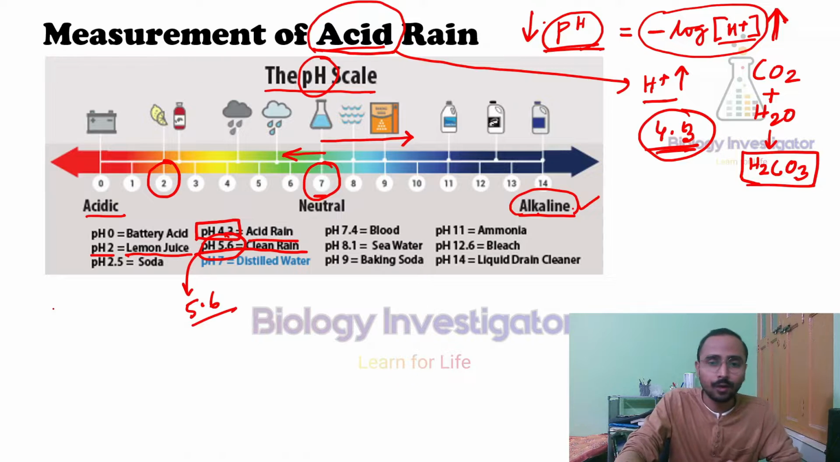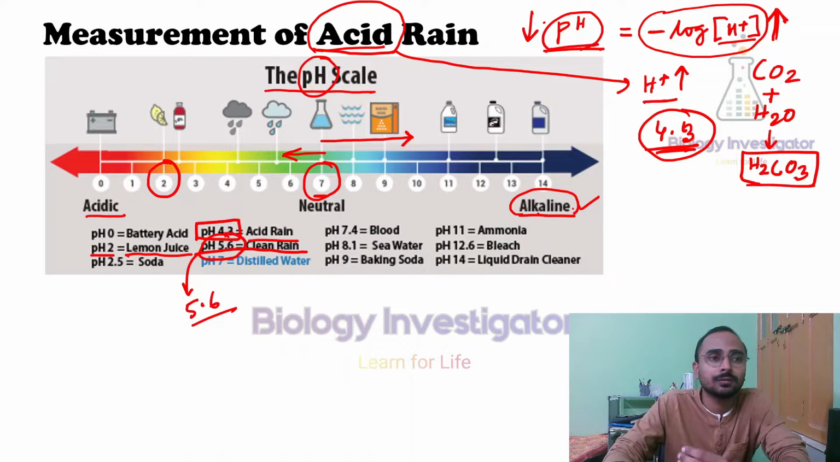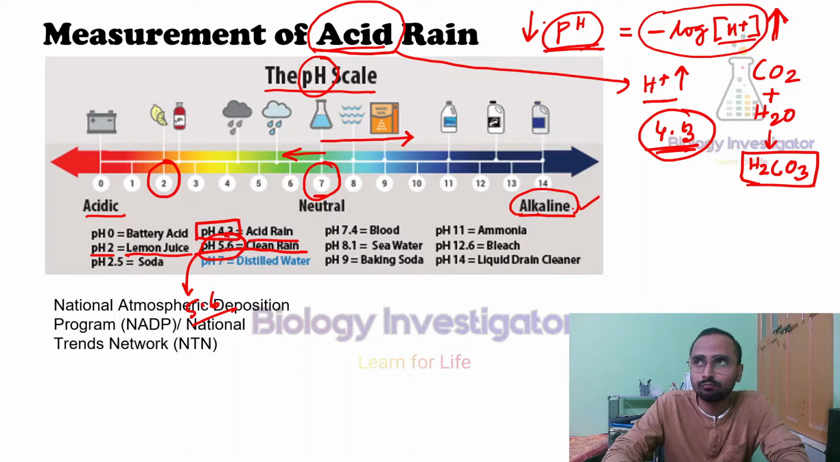Okay, so now who can measure this pH of rainwater? A normal person or a normal organization cannot measure the pH of the acid rain. They can measure, I know, but those readings are not accepted worldwide. Those readings are not accepted by everyone. So who measures this pH?